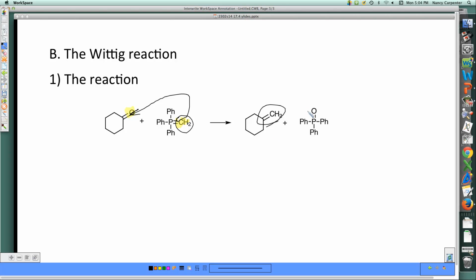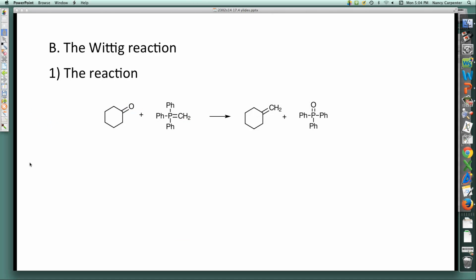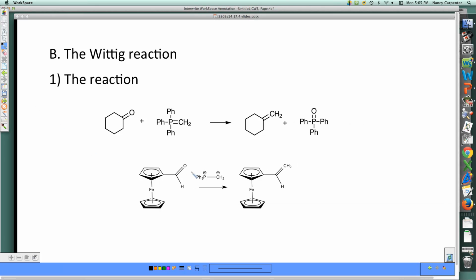Where does the oxygen go? Well, the oxygen gets stuck on the phosphorus, and that's actually a pretty important driving force for the reaction. Here's another example. This reagent should look kind of familiar to those of you who are in ITR. Basically, this is not acetylferrocene, but it's the aldehyde variation, so Wittig reactions work fine with aldehydes as well as ketones, and again, I'm just showing it in a slightly different manner.